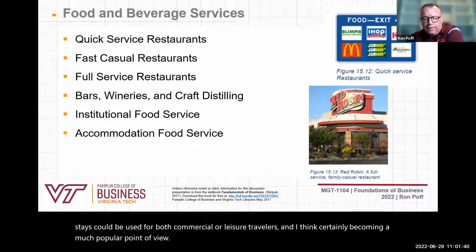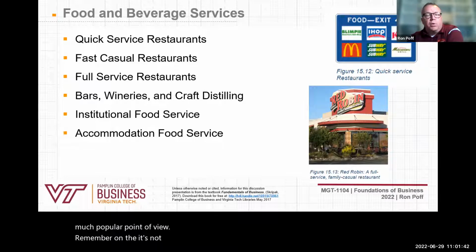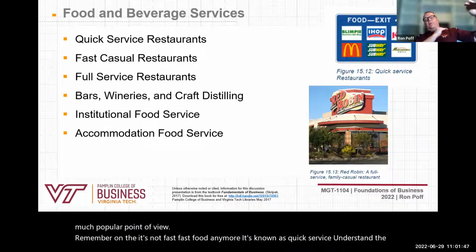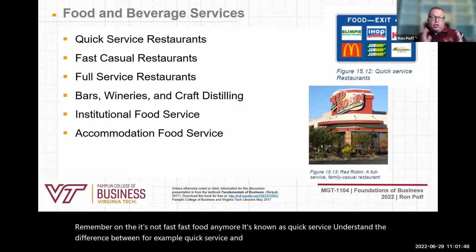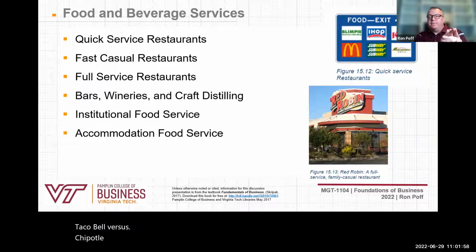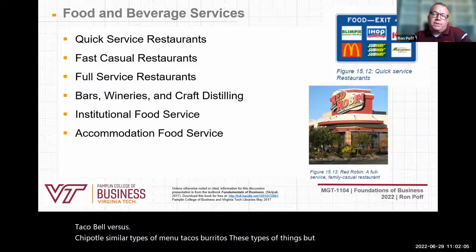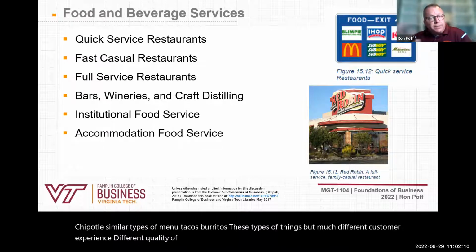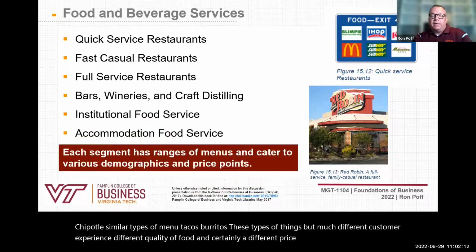Remember, it's not fast food anymore. It's known as quick service. Understand the difference between, for example, quick service and fast casual. Usually it's quality or price points. Taco Bell versus Chipotle. Similar types of menu, tacos, burritos, these types of things, but a much different customer experience, different quality of food, and certainly a different price point, right? That can be a part of that.